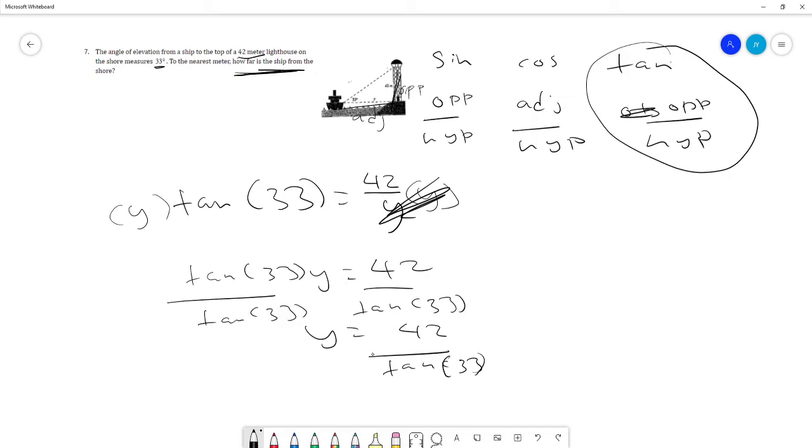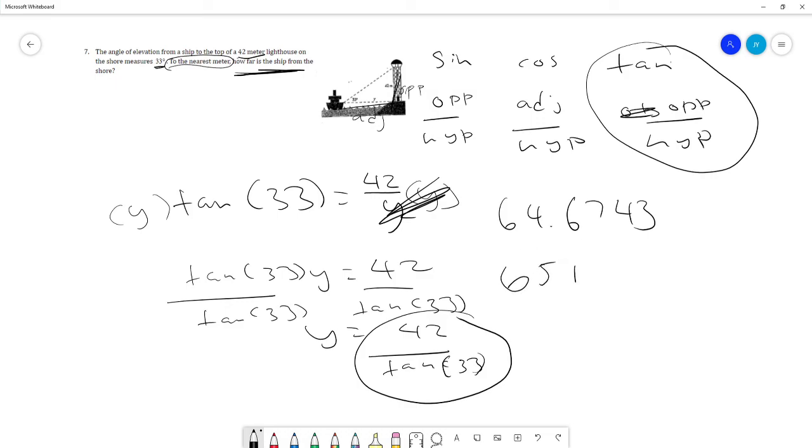Now we have a division. We can just plug this into our calculators, 42 divided by tan of 33, which is going to get you a number close to 64.6743. We look back at the problem to see how it wants the final answer, which is what's important. It says to the nearest meter. So we have to apply that here, and the nearest meter is the nearest whole number. So it's going to round up to 65 meters.